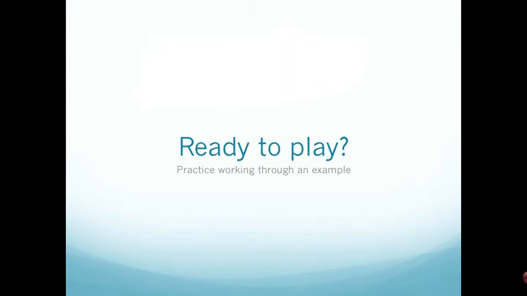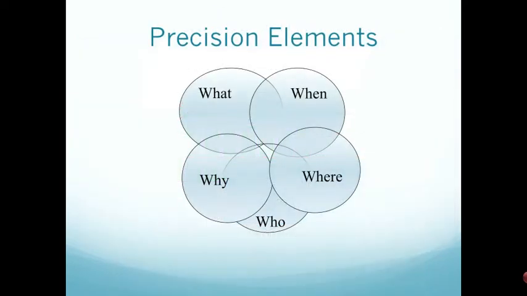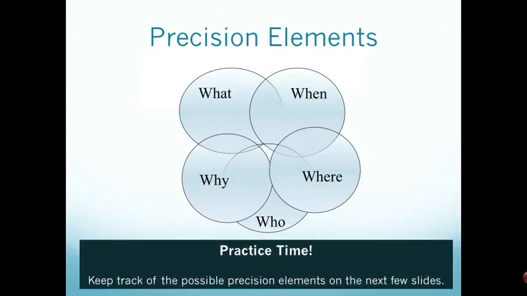Let's look through some data. Let's start off with our first graph that we looked at. We have identified that there is a problem, so we need to then drill down into it where we get our specific precision elements. As we walk through these graphs, I want you to keep track of these precision elements so that you can write your own precision statement based on these data. Also, as you're thinking through this, think about how you might obtain these data to answer these questions in any data set you may use.